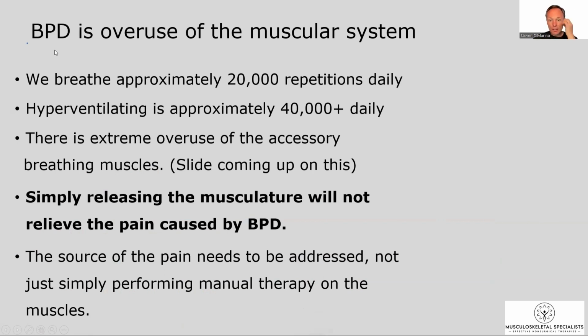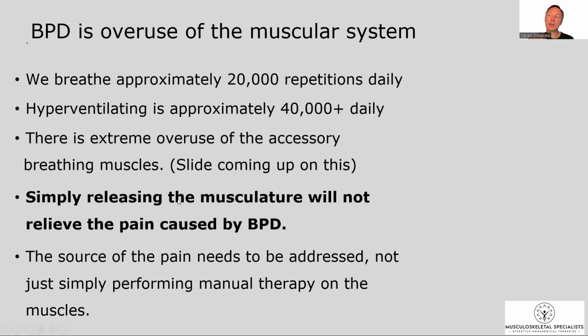Okay, breathing pattern disorder is an overuse of the muscle system, because if you have a breathing pattern disorder, you're not using your diaphragm in its normal way to breathe, but you're also not dying. And so you have to get your air somehow. And so you're using what's known as the accessory breathing muscles to get the air in. So instead of the diaphragm going up and down, you're actually lifting your rib cage up via the accessory breathing muscles. And I'm going to go into detail on that during this talk.